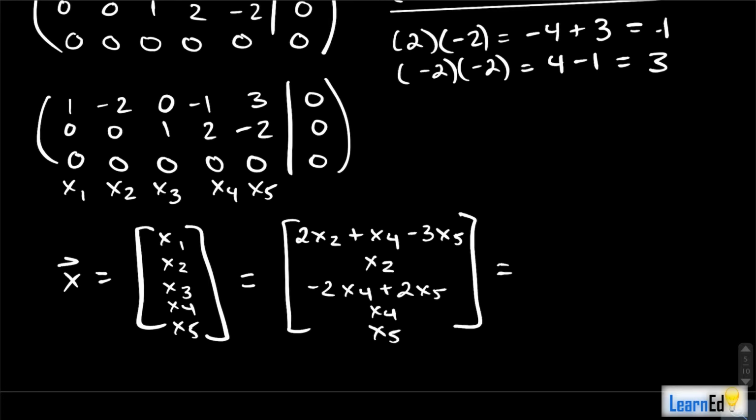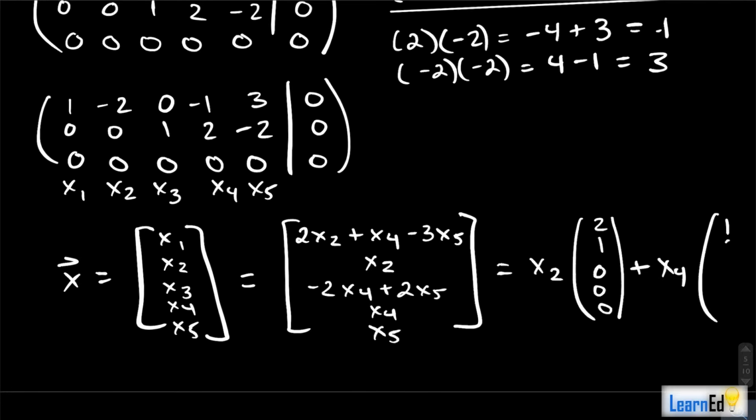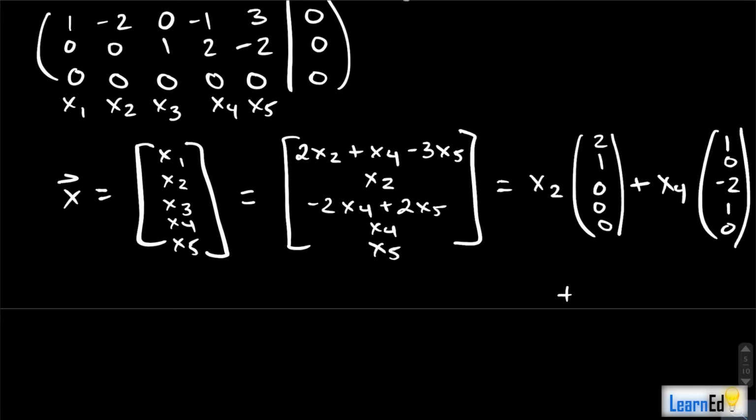So we're going to break this up and write this as x2 times 2, 1, and x2 is not present in these vectors, or in these guys right here. So we'll just put them as zeros, right? Because x2 doesn't appear there. And we'll do the same for x4. So we'll get 1, 0, negative 2, 1, 0. And then we'll do the same for x5. Negative 3, 0, 2, 0, 1.